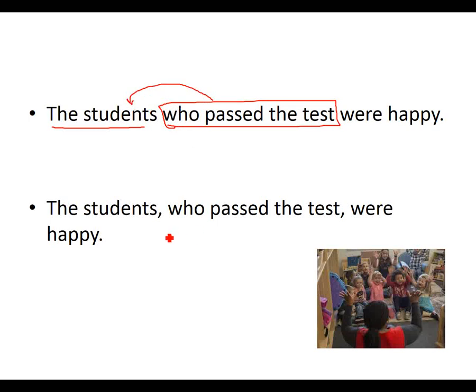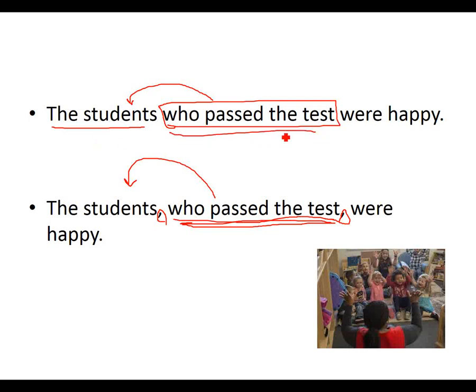But in the second sentence: the students, who passed the test, were happy. We notice the commas. And the commas are telling me that the adjective clause doesn't identify which students I'm talking about. So in this second sentence, that means that all of the students passed the test. In the first sentence, just some of the students passed the test.